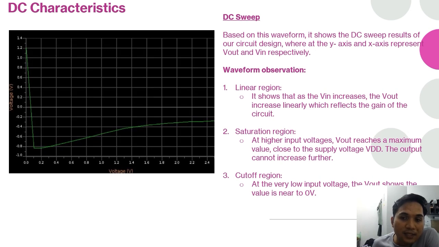And at the saturation region, at higher input voltage, the output voltage reached a maximum value which is close to the supply voltage VDD. The output cannot increase any further than the supply voltage VDD. At the very low input voltage, the output voltage shows a value near the cutoff region.